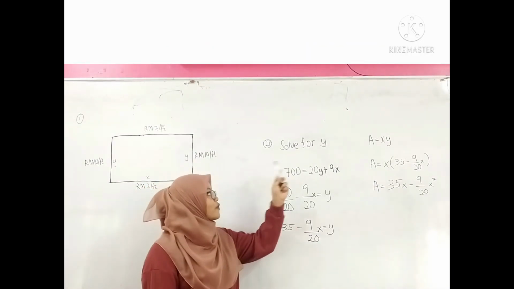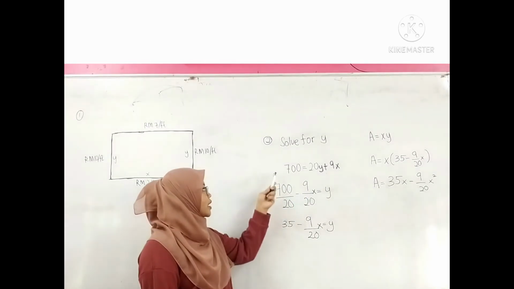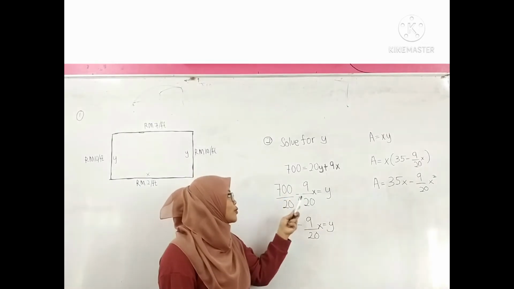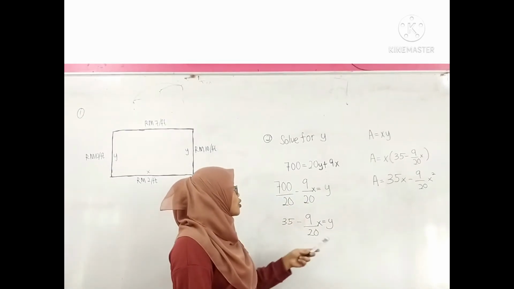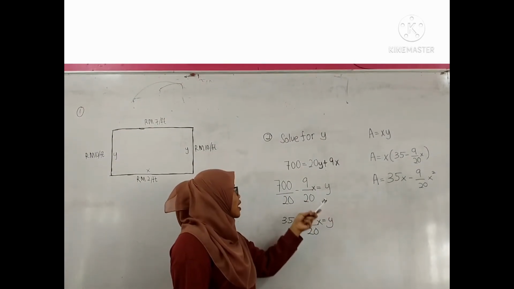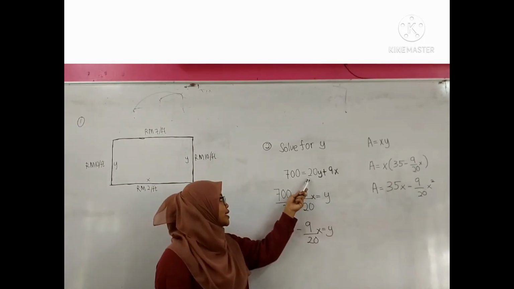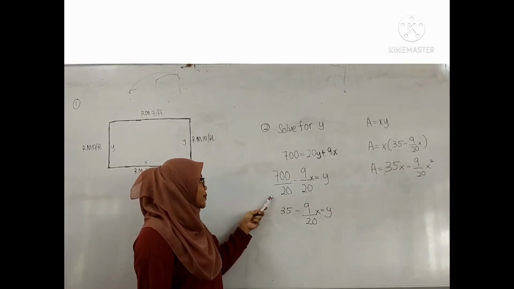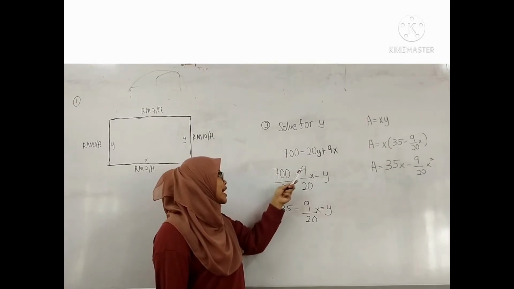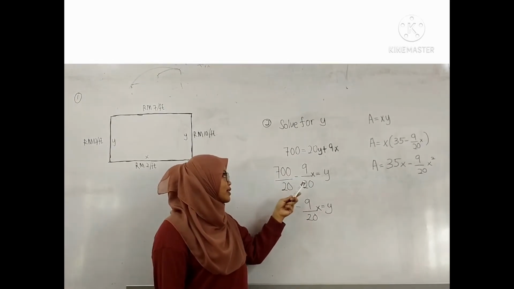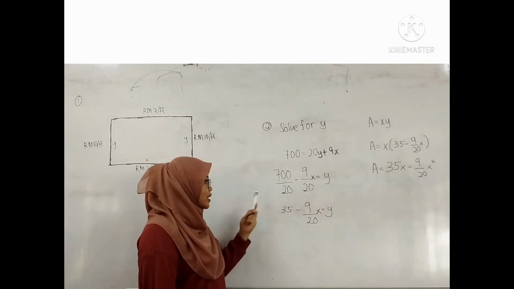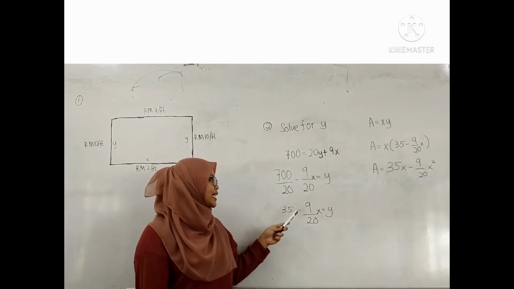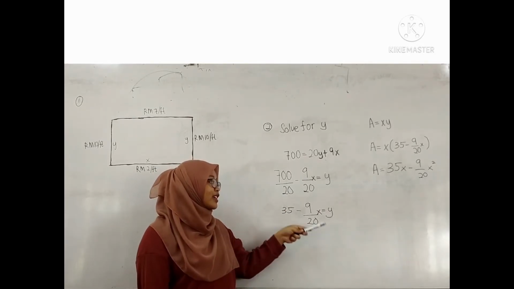Next, we solve for y. From the equation, we get 700 equals 20y plus 9x. To get y, we must divide the equation by 20. So 700 divided by 20 minus 9x divided by 20 equals y. From this equation, we get the answer y equals 35 minus 9x over 20.